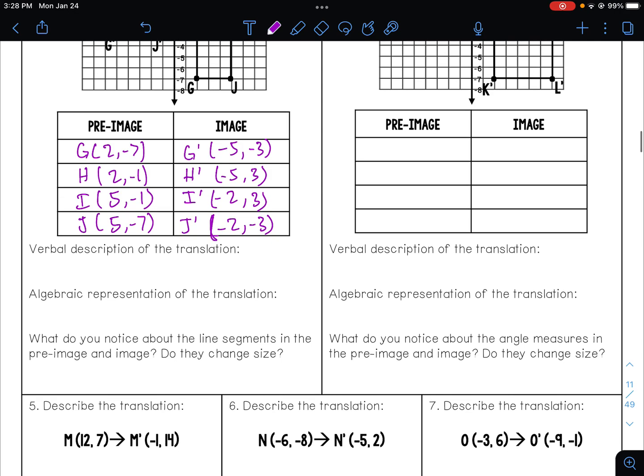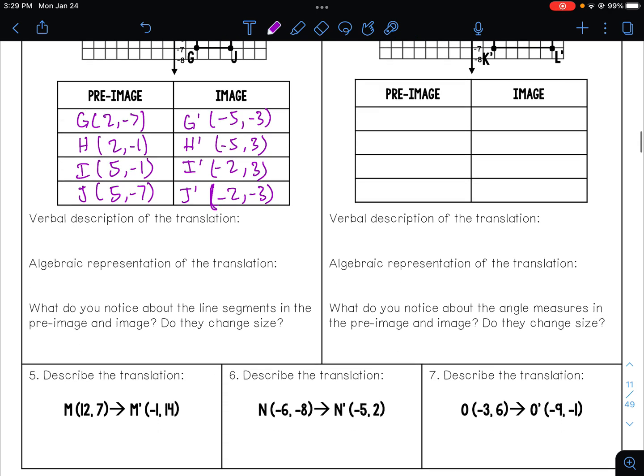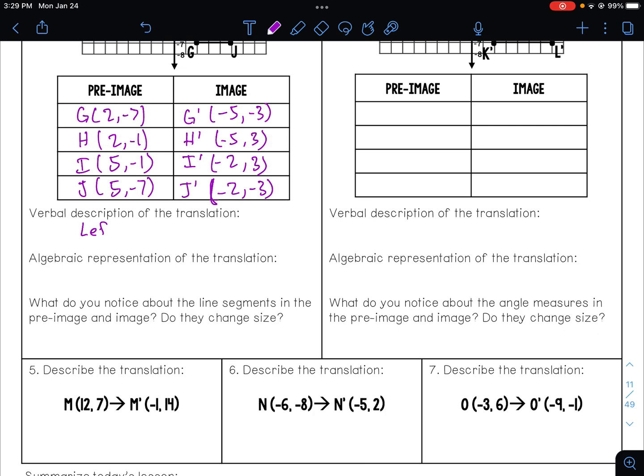Verbal description of the translation. What happened with it? Well, let's see what happened to H. It went over 1, 2, 3, 4, 5, 6, 7, left 7, 1, 2, 3, 4, up 4. Left 7, up 4. Algebraic representation. Well, if it's going left 7, that's like backwards, right? Backward 7, that's x minus 7. What's up 4 mean? Well, that's y plus 4. So y plus 4.